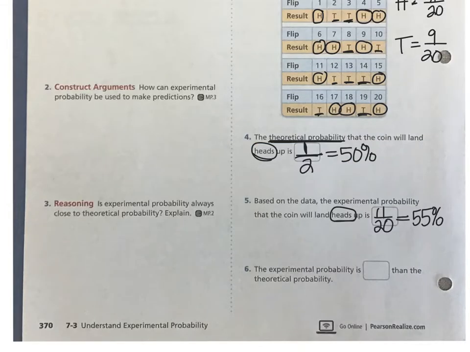So how does the theoretical probability compare to the experimental probability? In this problem, the experimental probability is greater than the theoretical probability. Remember, experimental was 55% and theoretical was 50%.